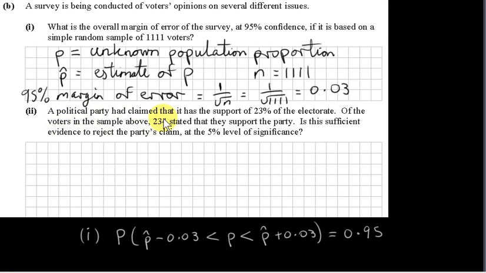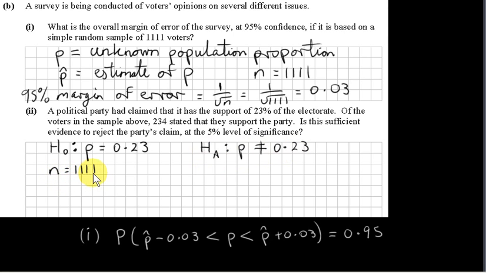A political party had claimed that it has the support of 23% of the electorate. Of the voters in the sample above, this is the sample of 1,111 voters, 234 stated that they support the party. Is this sufficient evidence to reject the party's claim at the 5% level of significance? So the null hypothesis here is that the population proportion of the electorate that support a political party is 23%, 0.23. The alternative hypothesis, HA, is that p is not equal to 0.23.